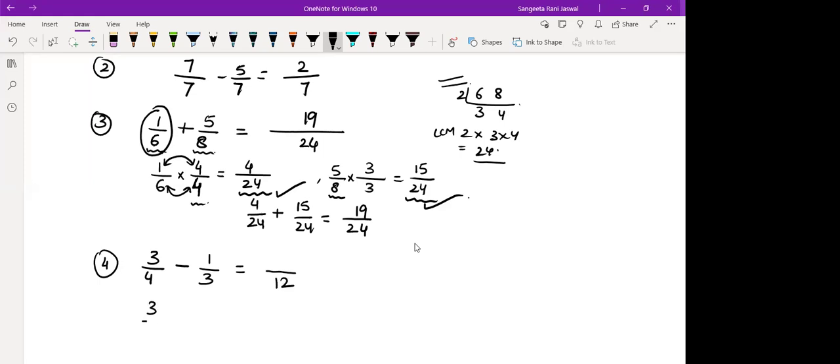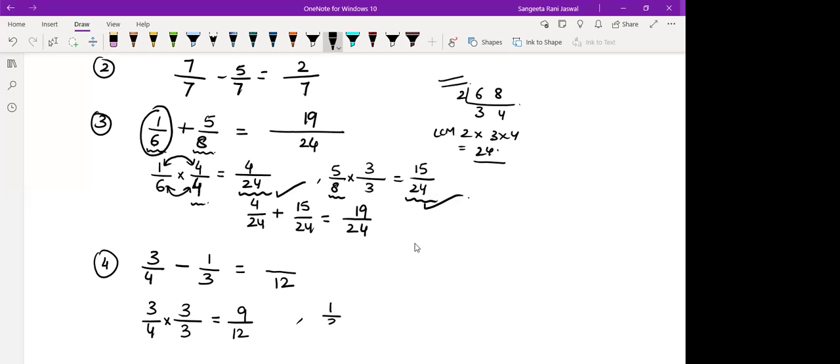Now I want to convert this 3 by 4 so that the denominator 4 becomes 12. How can I make this 4 as 12 in the denominator? I will multiply this with 3. 4 into 3 will give me 12. And the same number I will multiply with the numerator also. 3 into 3 will give me 9. Are you understanding, children? Anyone who's not understanding can tell me.